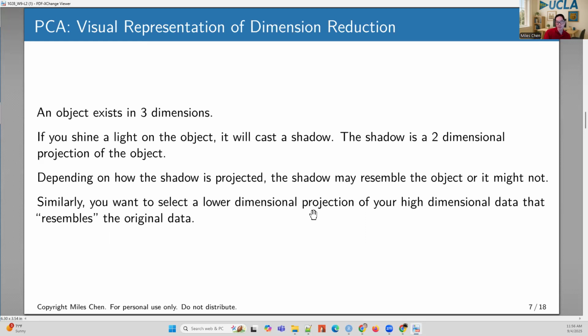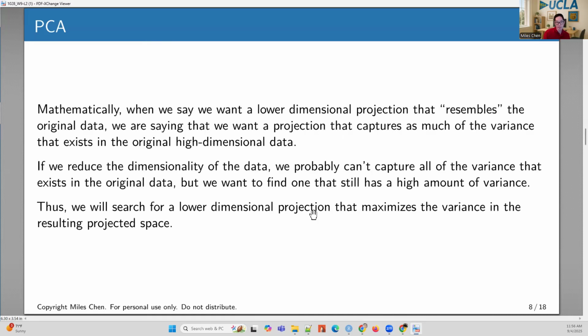Okay. And they're difficult to tell apart. So what we want to do is, for our data that exists in some higher dimension, cast it down or project it down to a lower number of dimensions, yet we still want that lower dimensional representation to resemble our original data. When we say we want a lower dimensional projection that resembles the original data, we're saying we want a projection that captures as much of the variance that exists in the original high dimensional data.